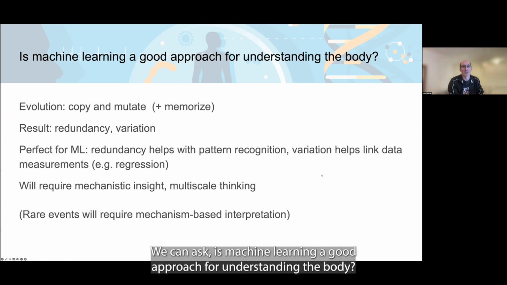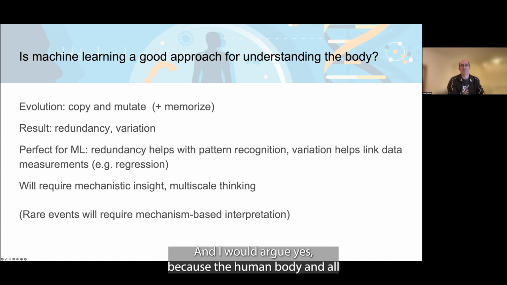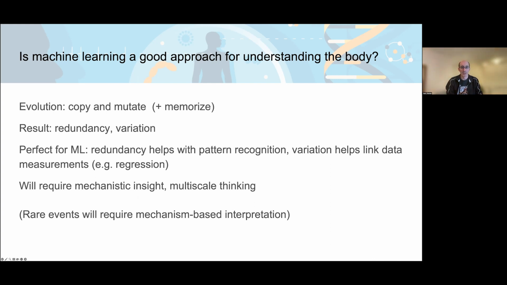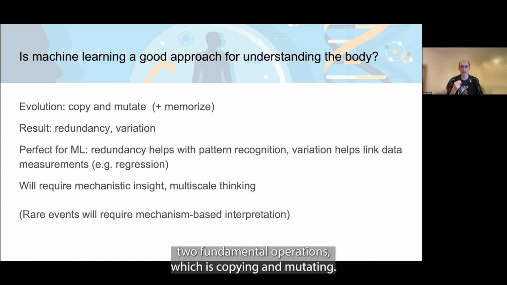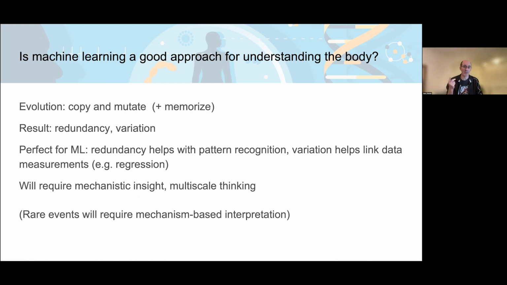Okay, so there's a little bit of a conceptual exploration of this idea. We can ask, is machine learning a good approach for understanding the body? And I would argue yes, because the human body and all biological systems that we know about have evolved through two fundamental operations, which are copying and mutating. So every cell is copied from predecessor cells.